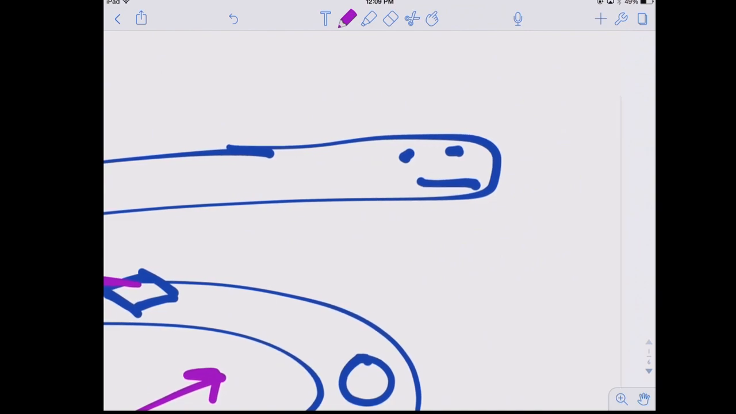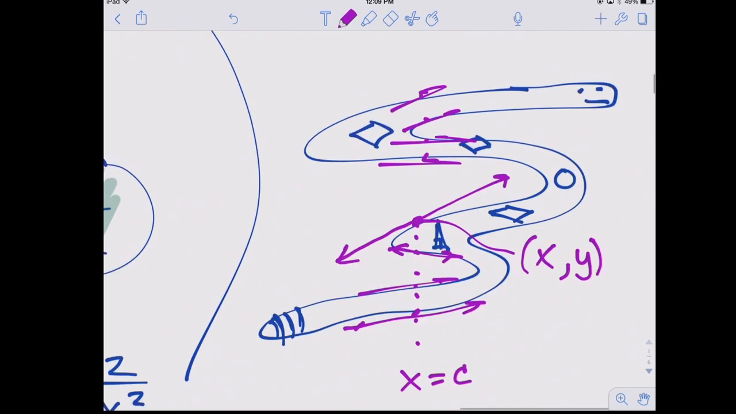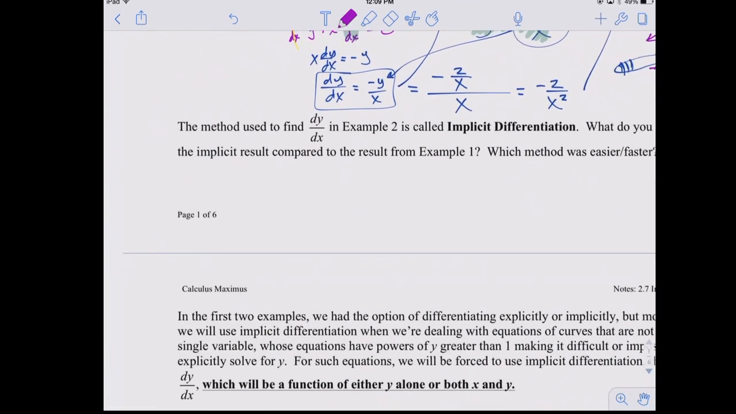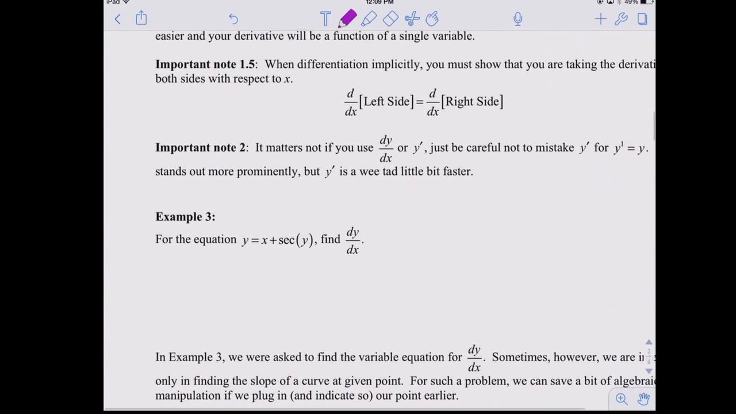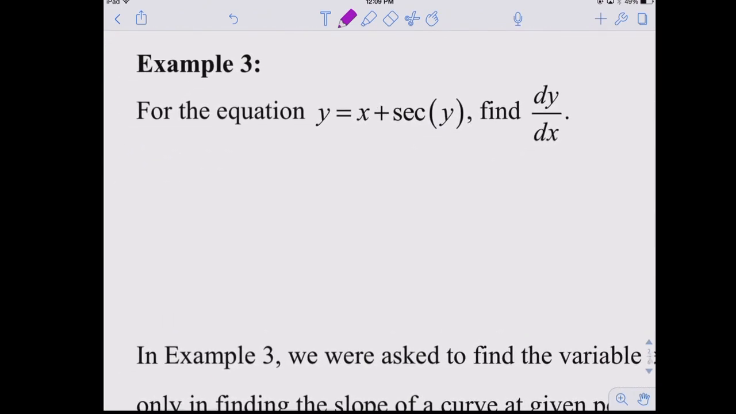All right. You ready to try it out? Blah, blah, blah, blah, blah, blah, blah, left side, right side, blah, blah, blah. Let's go to example 3. Those words weren't important. They probably have errors in them anyway.